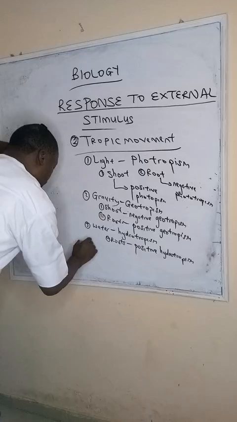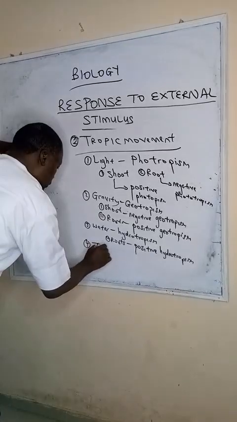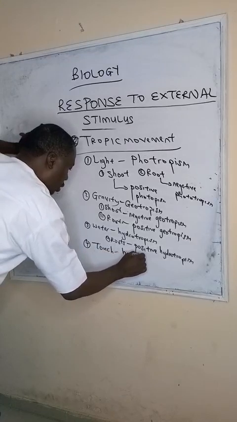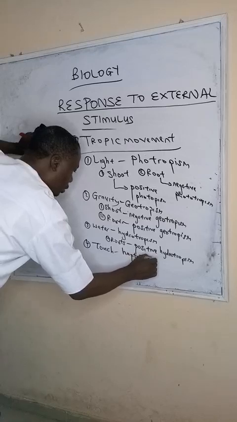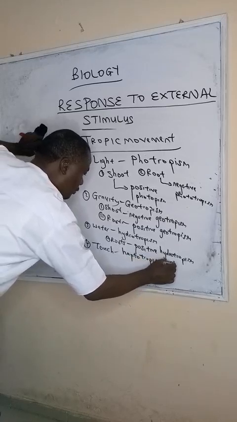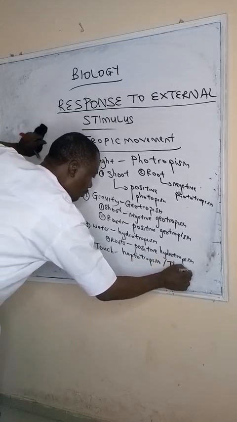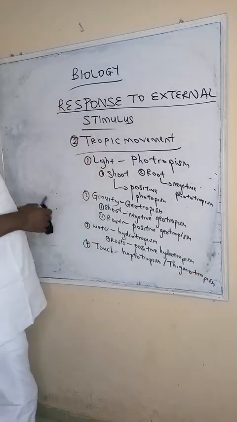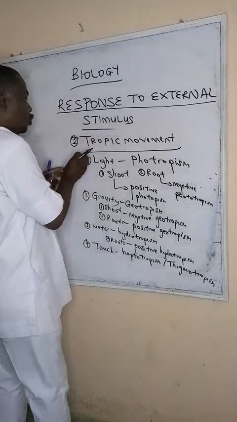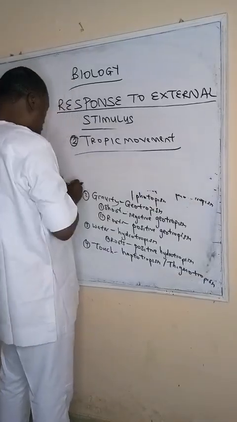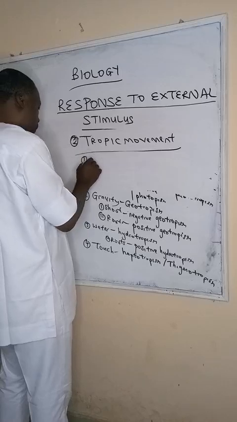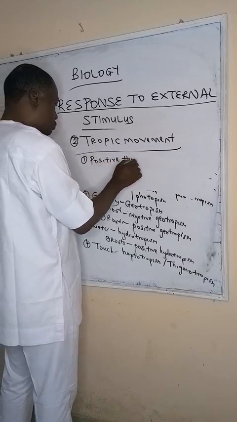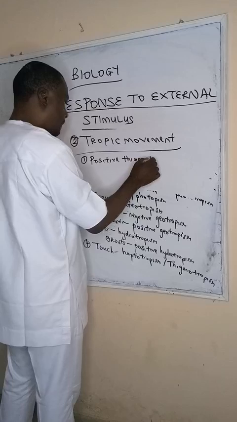The fourth one now is touch. This is called aptotropism or thigmotropism, as that's touch. Now, plants that show positive thigmotropism now. Positive thigmotropism.